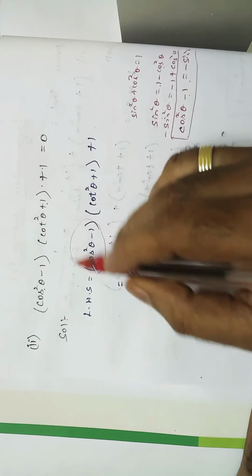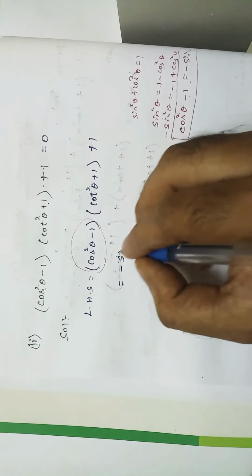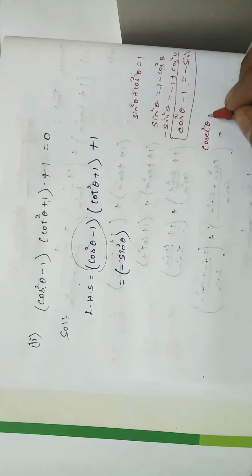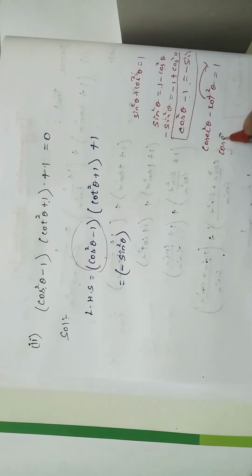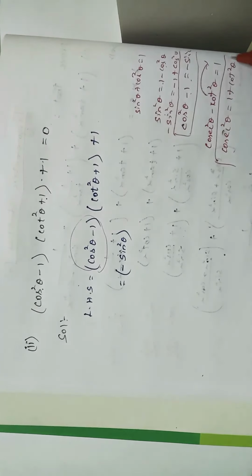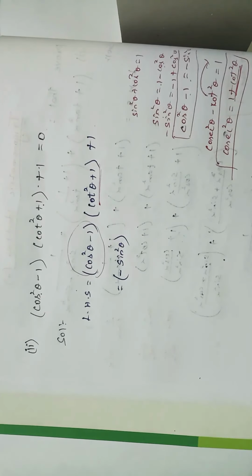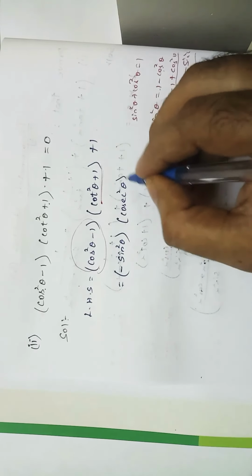So instead of this cos square theta minus 1, I substitute minus sin square theta. So minus sin square theta into, already we know that cosec square theta minus cot square theta is equal to 1. Why I am taking that cot square theta to the RHS, then it will become cosec square theta is equal to 1 plus cot square theta. So 1 plus cot square theta is equal to cosec square theta. So instead of this, what I am going to substitute? Cosec square theta plus 1.